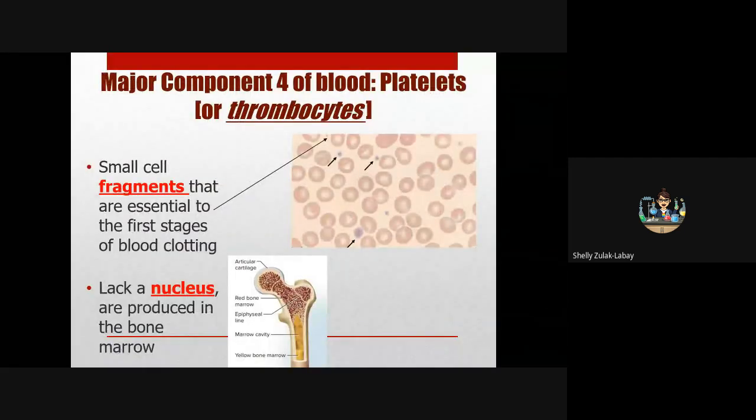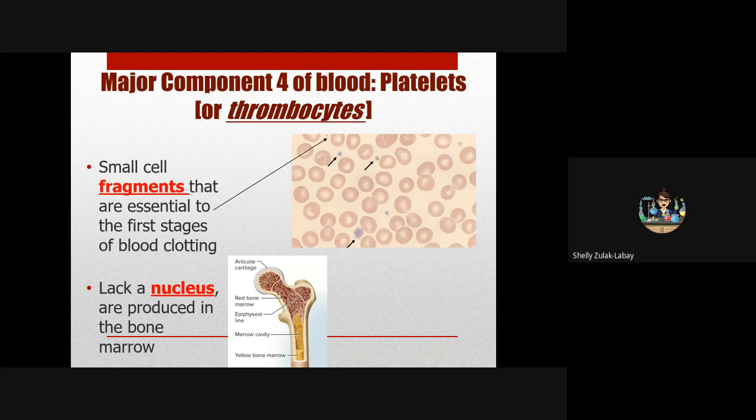All right, so just the last little part to conclude this section of our notes. We also in medicine and in science call the platelets thrombocytes. These are small cell fragments or pieces that are essential for the first stages of blood clotting after an injury or after a blood vessel is broken.